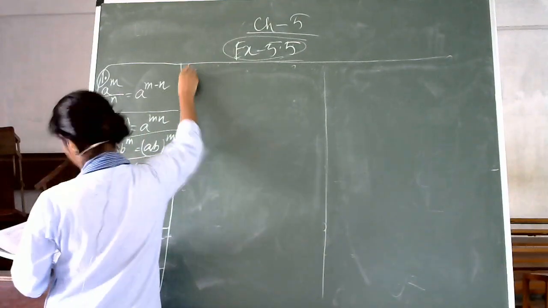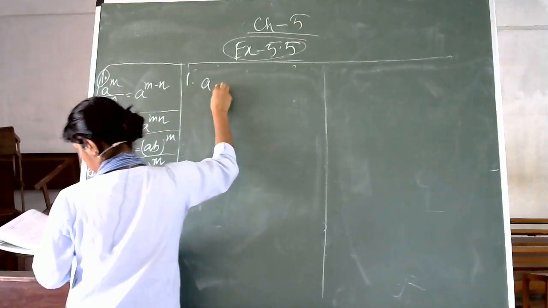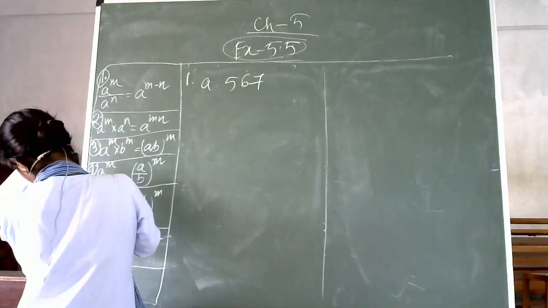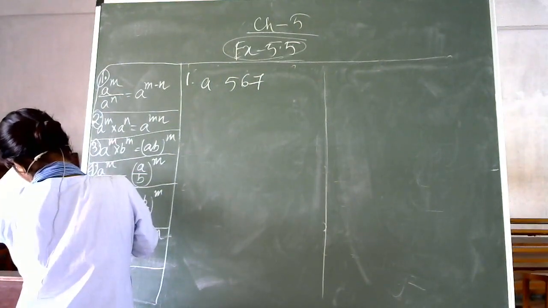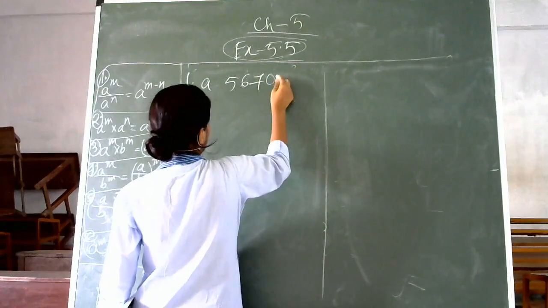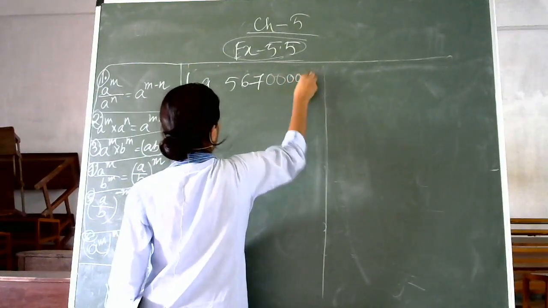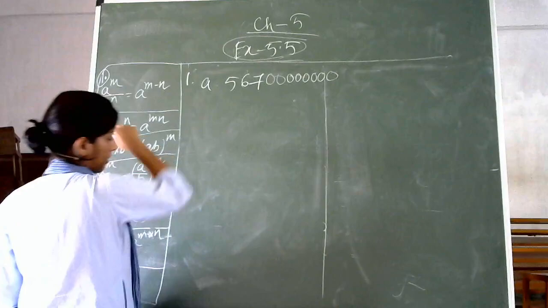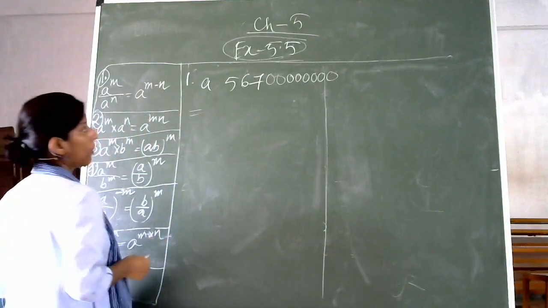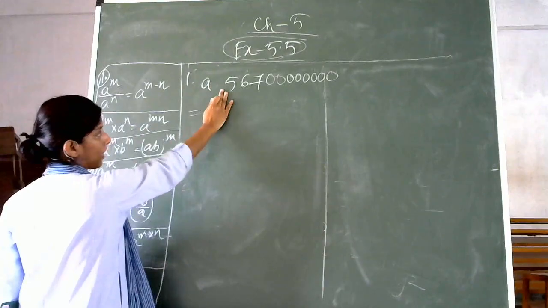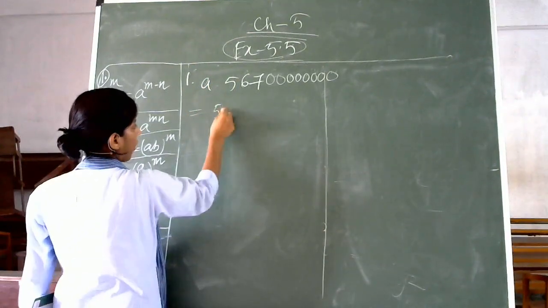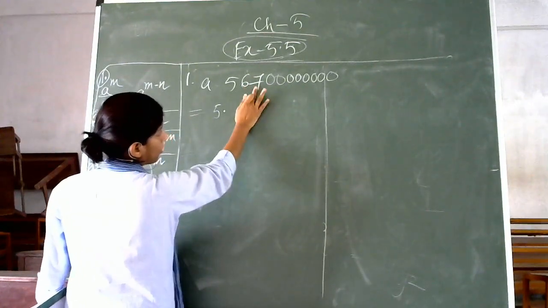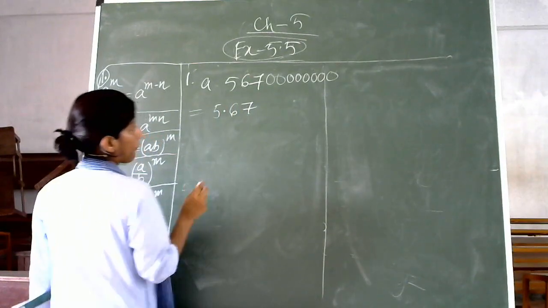Okay, you see the first question is 5, 6, 7. How many zeros? 1, 2, 3, 4, 5, 6, 7, 8. As far as I could see, there are 8 zeros. So what I said, I'll be putting the point right after the first number from the left. So 5 point. Now how many digits are there without 0? Without 0, there are only 2 digits. So 6, 7. So 5.67, right?